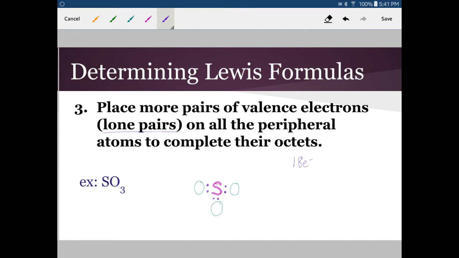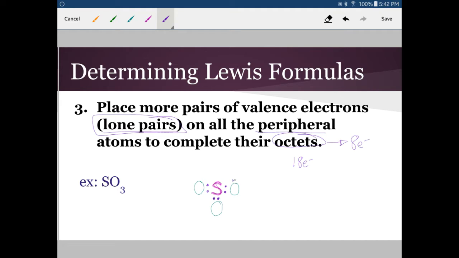Now this says place pairs of valence electrons as lone pairs. So we have to always place them as pairs. That's very important. Around our peripheral atoms to complete their octets. Now remember, octet means that they want to have 8 electrons surrounding them. So let's just start with our oxygens because they are our peripheral atoms. And I'm going to indicate our lone pairs. They're still electrons, but I'm just going to indicate them with a purple X rather than a dot so that we can see how those are slightly different.